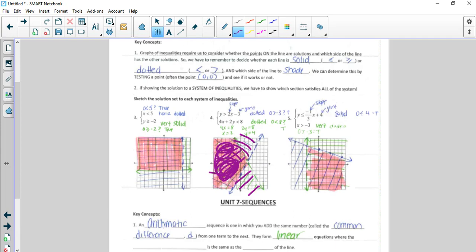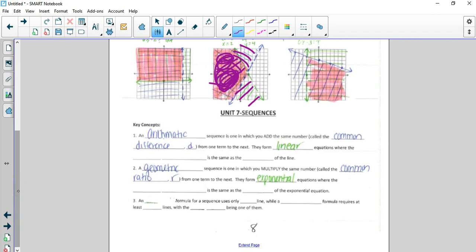So you can look at the lines. Remember, x equals is the vertical line, y equals is the horizontal line. And for those, you really don't have to test the point. Greater than is above or right, and less than is below or left of your lines. So you don't really have to test that.